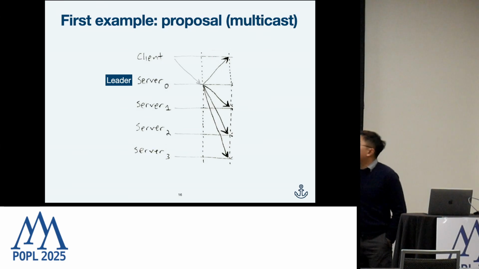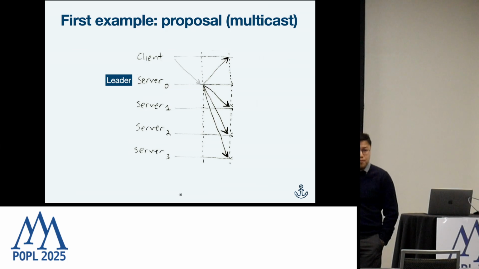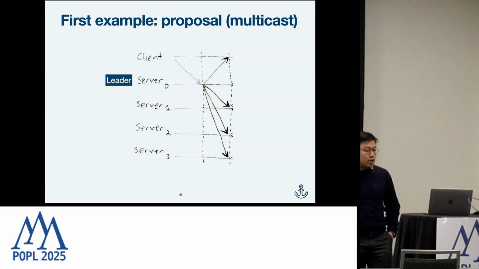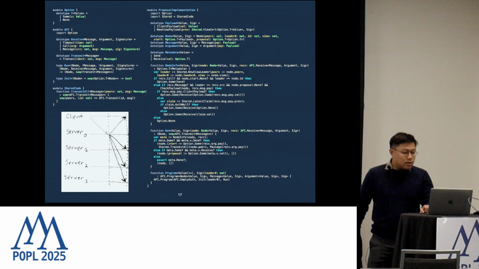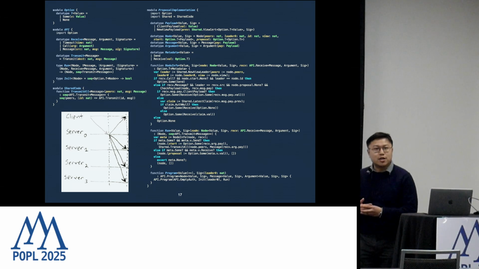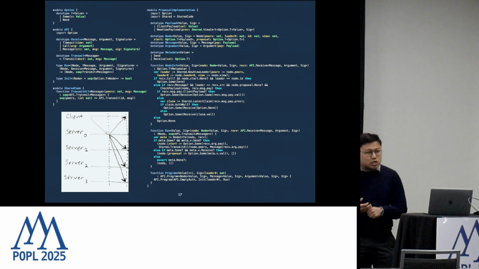So let's start with a simple protocol, which I'll call multicast, or the proposal protocol. In this protocol, we have a bunch of servers, and there's a special server called the leader. It's the leader's job to send a value to all of the other machines in the system. Throughout this talk, I'm going to show you many snippets of Dafny code that might be in small font here, and I'll highlight the parts that are important.